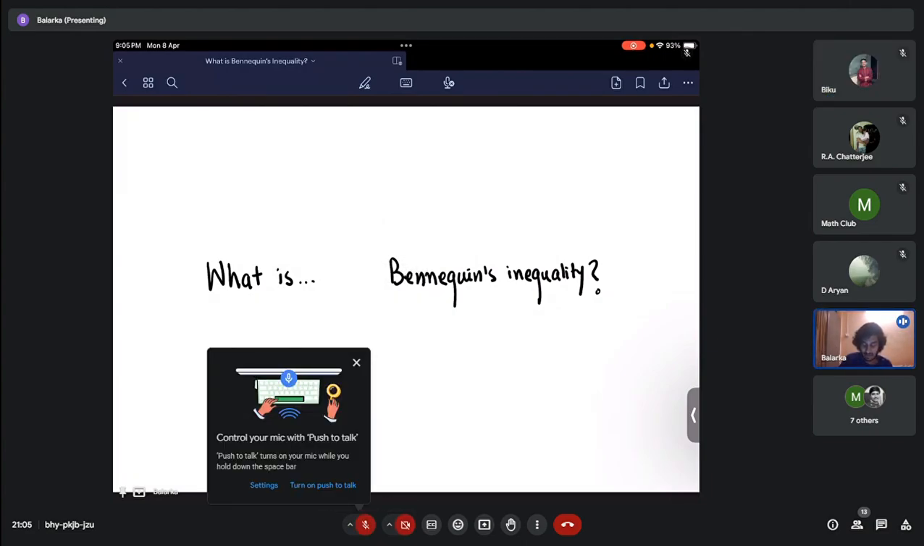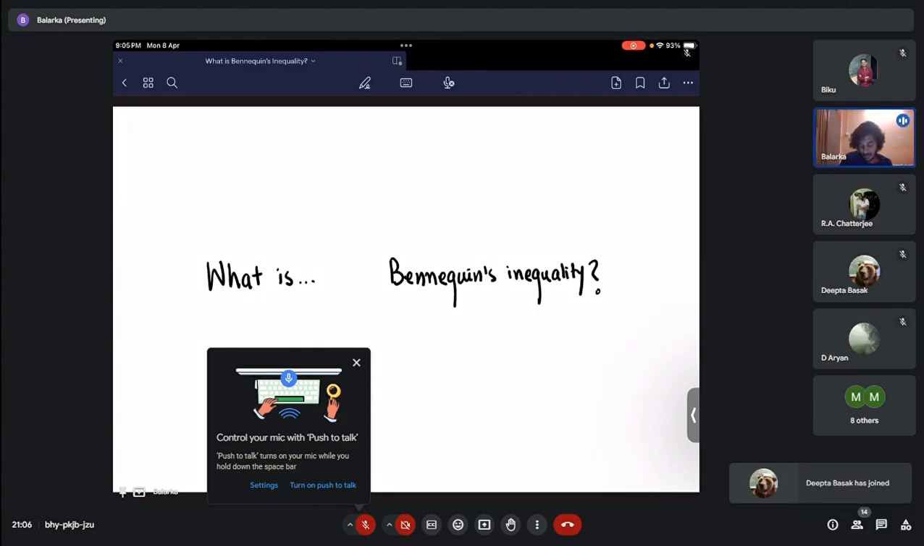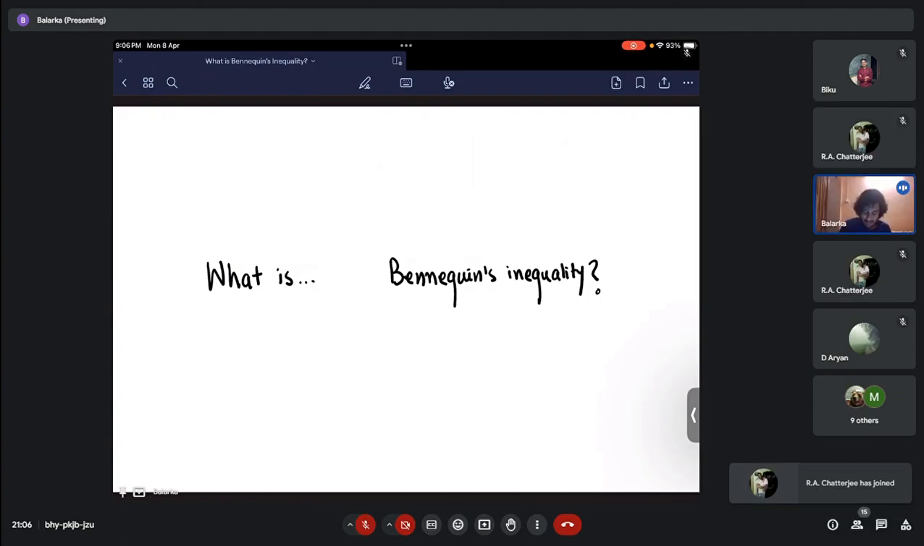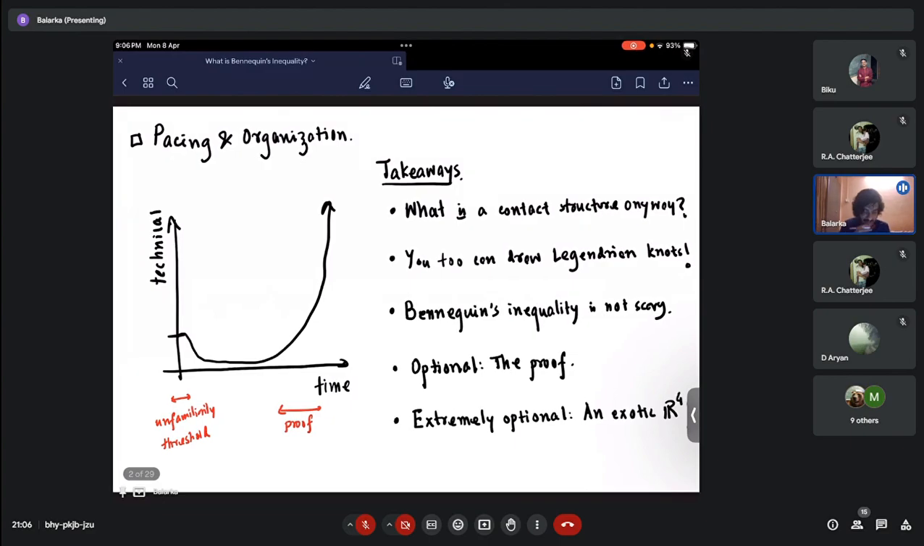Bennequin's inequality. Yeah, so I'll just say what the inequality means and what the context around it is. If you have any questions, feel free to stop me and ask at any point. This particular inequality was discovered by the French mathematician Daniel Bennequin somewhere around the 1980s. So I'll tell you a little bit about it, but here's some organizational stuff first.